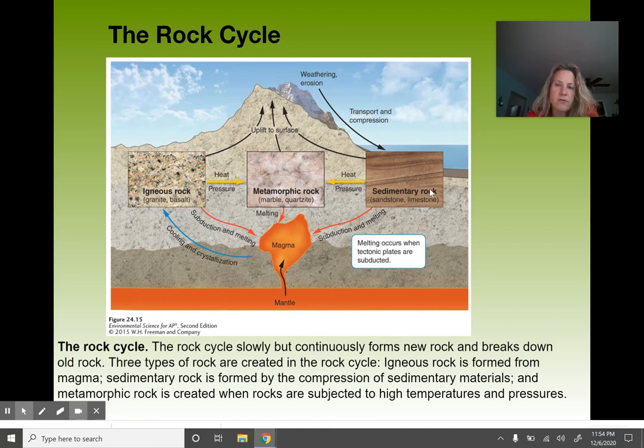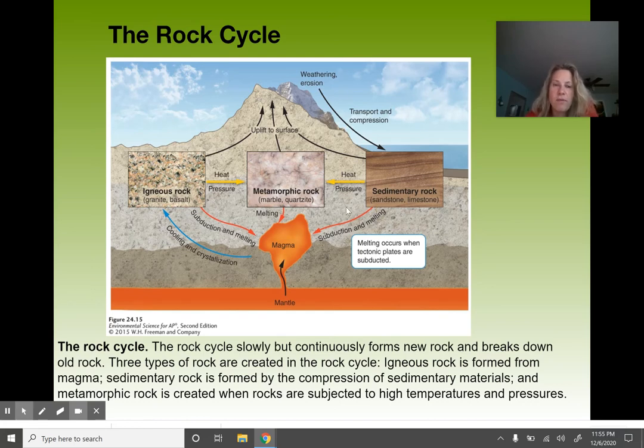So sedimentary is formed by squeezing sediment together. Metamorphic is heat and pressure, not melting all the way through. So it melts partially, but not all the way. And then if it melts all the way, it's an igneous rock. So things are constantly changing. They're constantly changing from these three types of rocks. There's nothing really ever stationary.